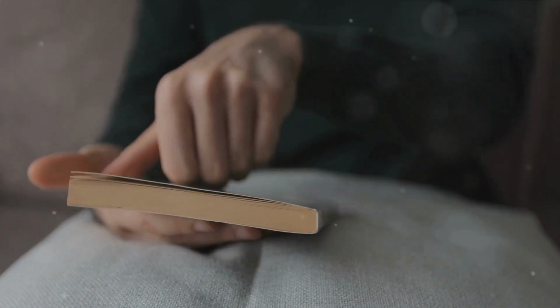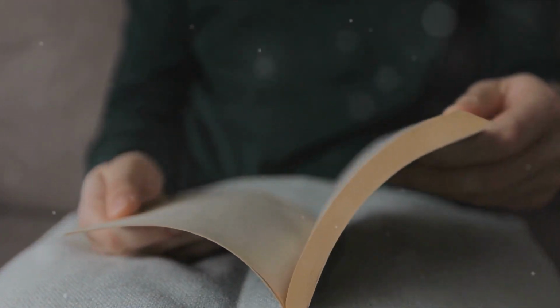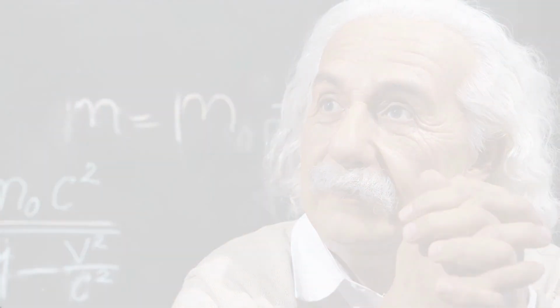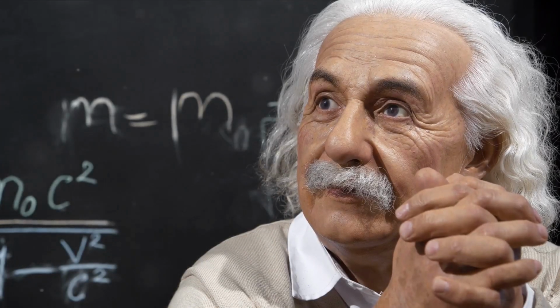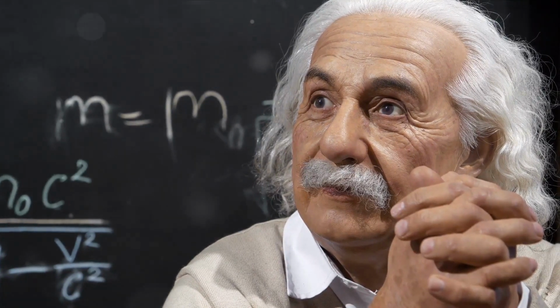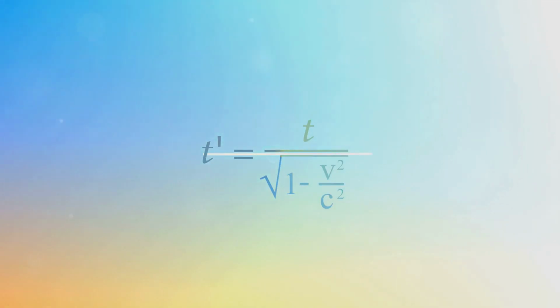Now that we have a basic understanding of time travel, let's explore the theories that attempt to explain it. Einstein's theory of relativity, a cornerstone of modern physics, offers one of the first scientific approaches to time travel. This theory, introduced by Albert Einstein in the early 20th century, fundamentally challenges our understanding of time and space, knitting them together into a four-dimensional fabric known as space-time.